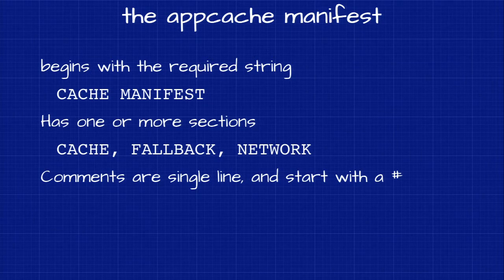The app cache file is a simple text file that begins with the string CACHE MANIFEST. And then it has one or more of 3 kinds of sections. We're going to look at each of these just for a minute: the cache, the fallback, and the network section. And we can also use comments. Each comment is a single line that starts with a hash. I'm going to show examples as well.